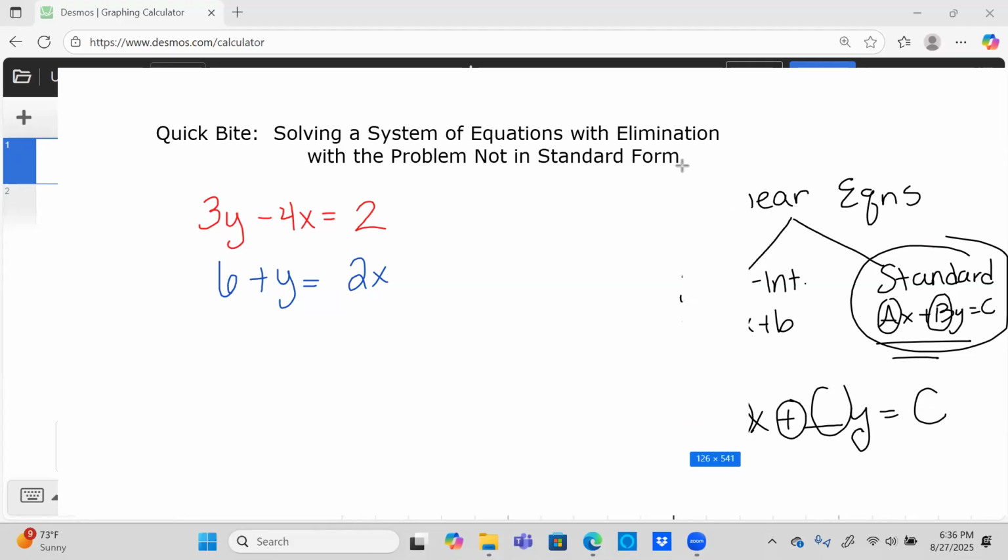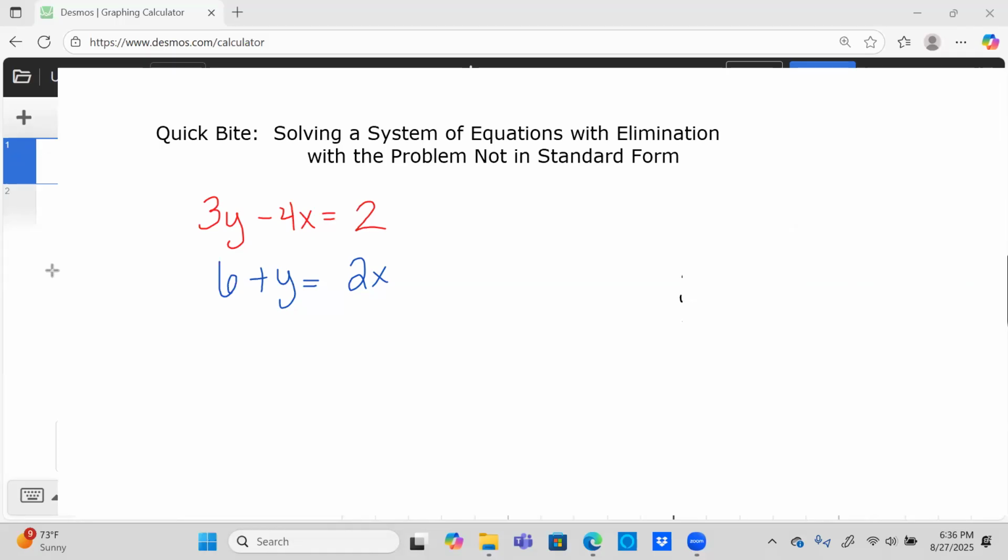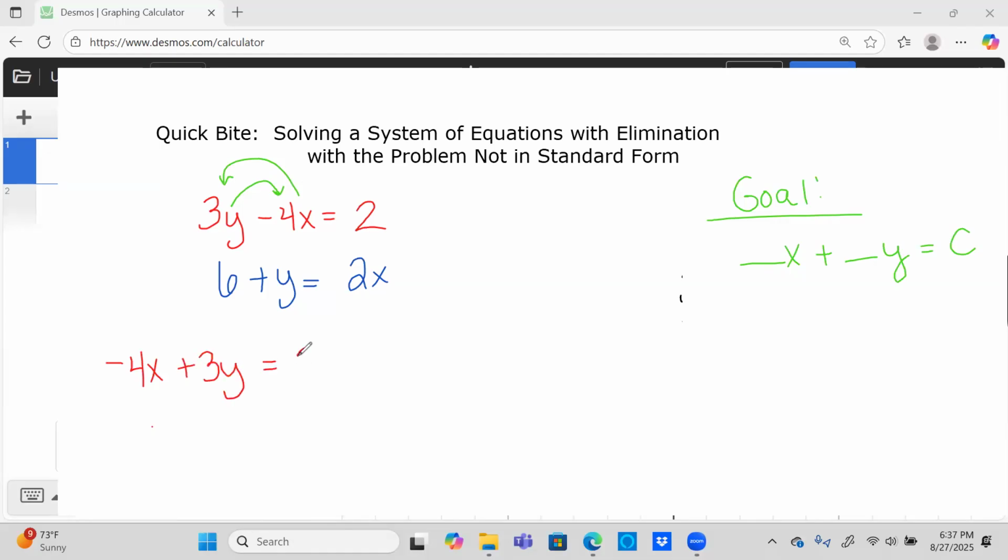Let's look at the red one. And again, let me just write over here. Our goal is to get it to look like this: something x plus or minus something y is a constant. Well, the red one, we just need to put the x here and the y here. We are allowed to flip-flop that. So this is now going to be, on the red one, negative 4x, because the negative belongs with the 4. That 3y is positive, and it equals the constant 2. So we really just did a little flip-flop there.